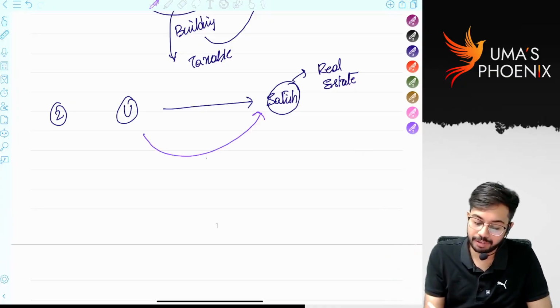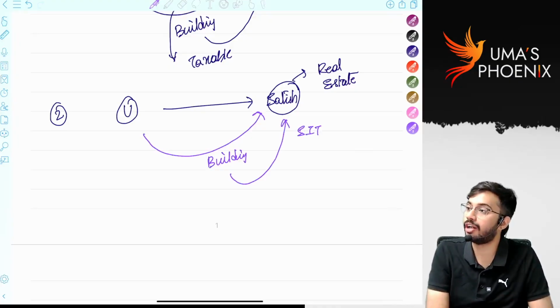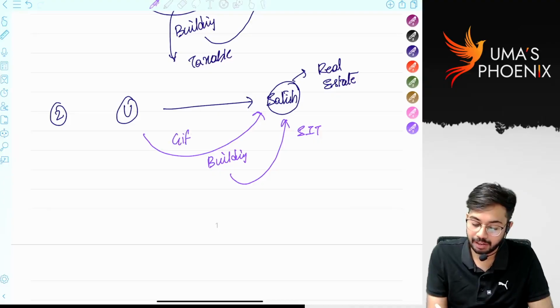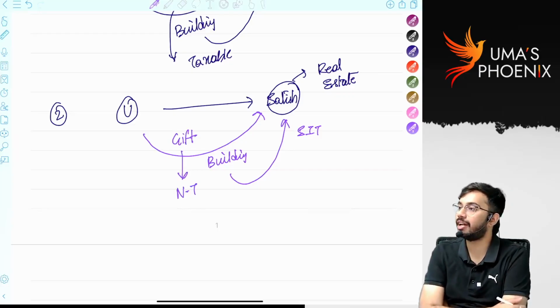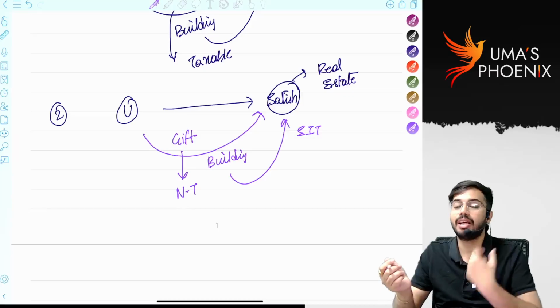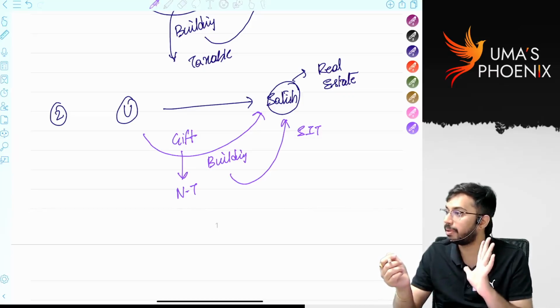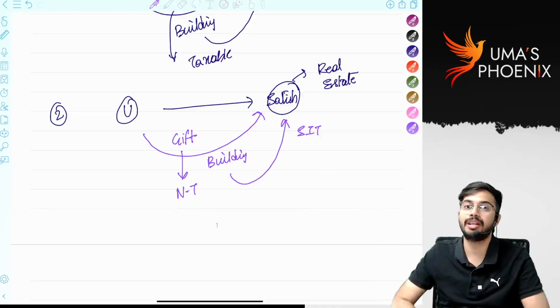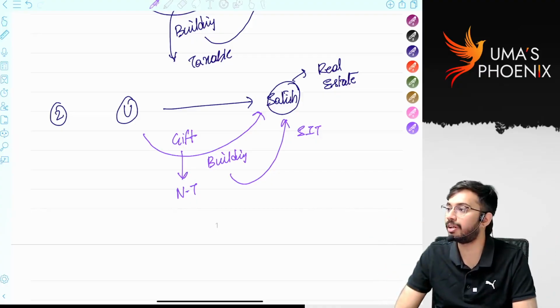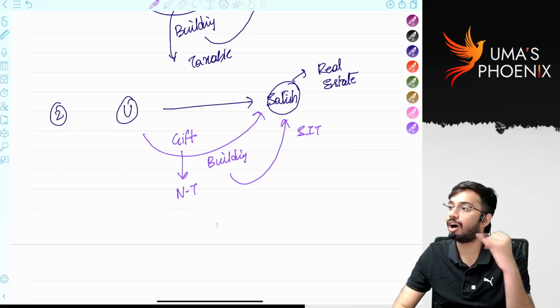What I gifted is a building. What is the nature of the building in the hands of Satish? The nature of the building is stock in trade. Now whatever gift I have given, that gift is not taxable in the hands of Satish. Are you able to understand? That means in the hands of the recipient, if such gift is stock in trade, such gift is not taxable in the hands of the recipient. Are you able to understand? First, the gift concept is applicable for all SSCs.